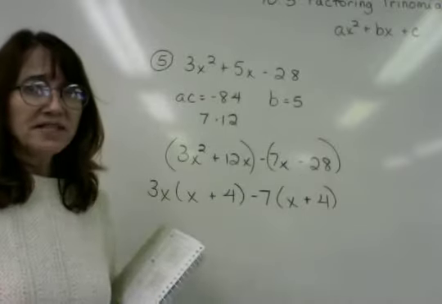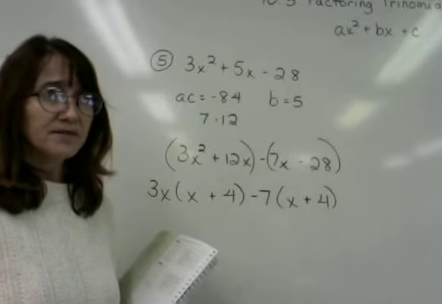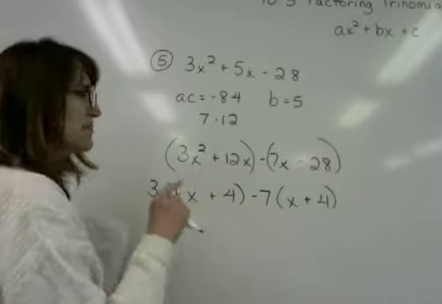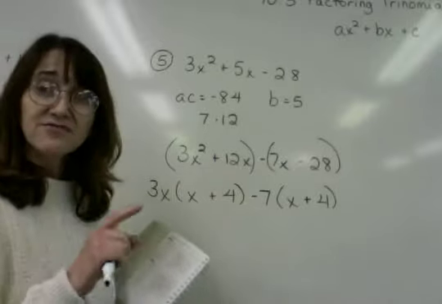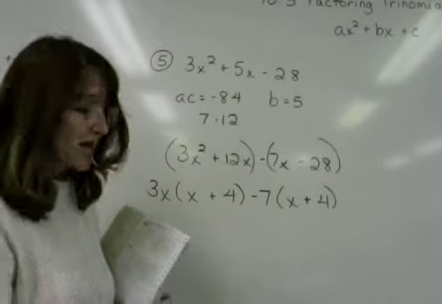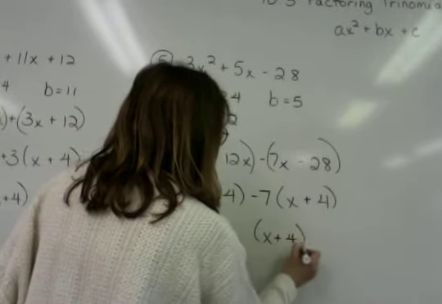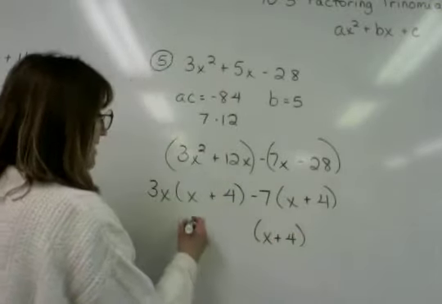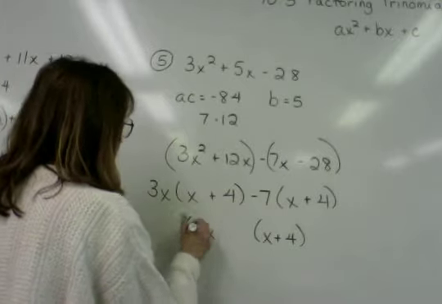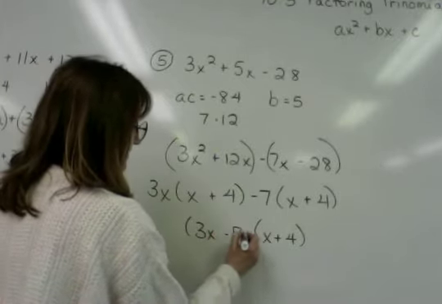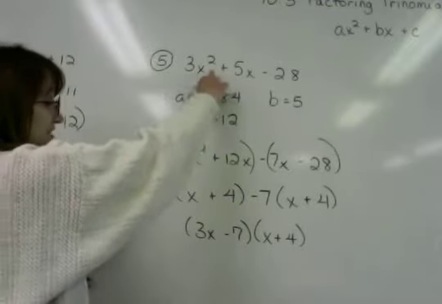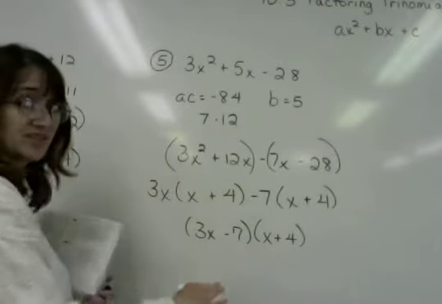Do we have a common binomial? Is the stuff in my parentheses the same? If it is, then I'm on the right track. That's going to be one of my binomials. That's going to be x plus 4. I just write it down one time. My other binomial will be the 3x minus 7. That's me factoring this all the way down to here.